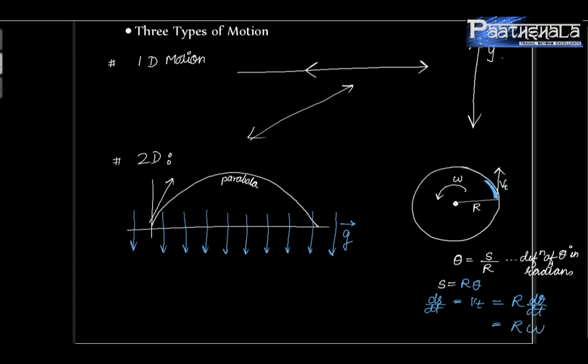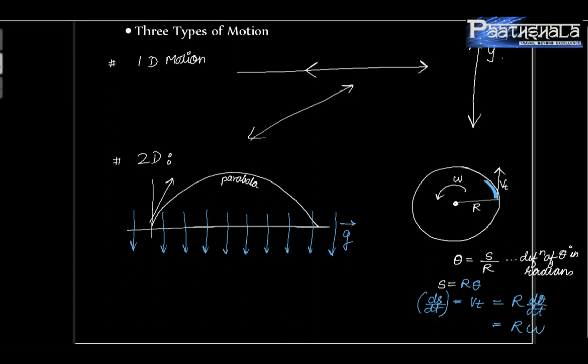V tangential is defined as the derivative of arc length. So it is the rate at which we are covering the circumference, basically. Correct? And ds by dt, so basically r is constant, so the constant is taken outside, right? And into d theta by dt. So r d theta by dt. Fine? Makes sense now? So that is equal to r omega.